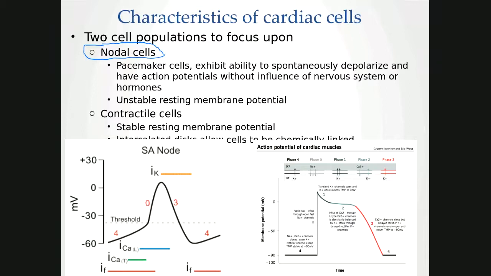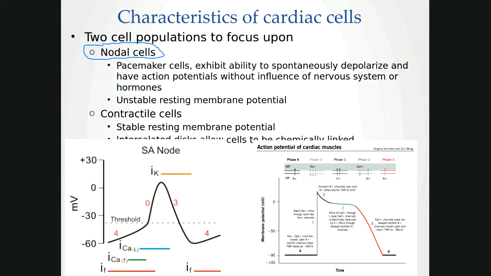Now, the nodal cells intrinsically are going to have what's known as an unstable resting membrane potential. So that means that there are going to be molecules, ions, moving into and out of the cell. They're leaking in and leaking out. That is going to make the resting membrane potential not flat lines like we see with our neurons, like we see with our skeletal muscle, and like we see with our contractile or our non-nodal cardiomyocytes.